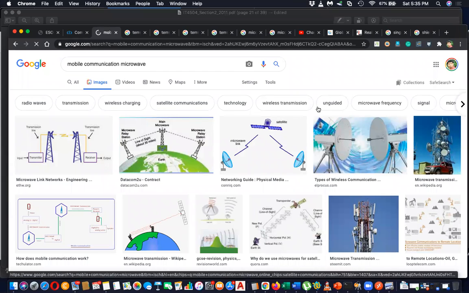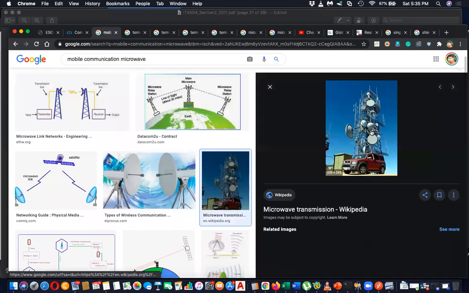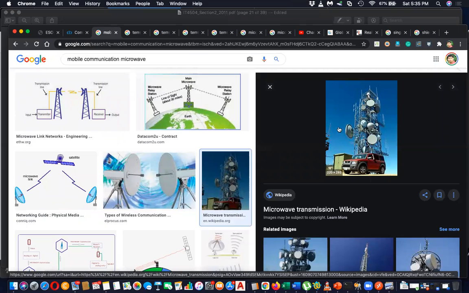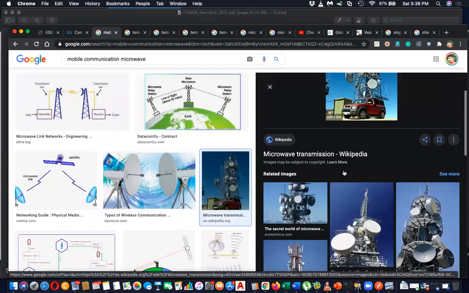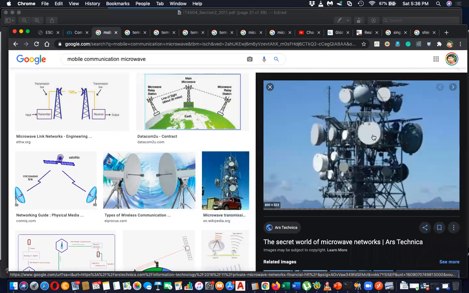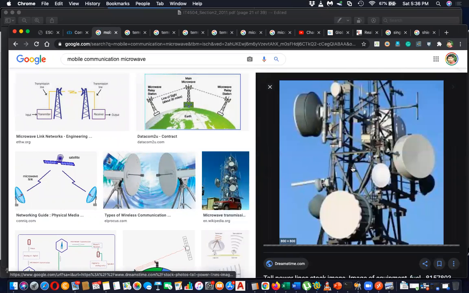GSM waves means here, so you can see this is actually a tower. So these drums, this is to transmit microwaves. These are facing each other. And these drums are facing each other. But so in addition to drums, you have these kind of bars.